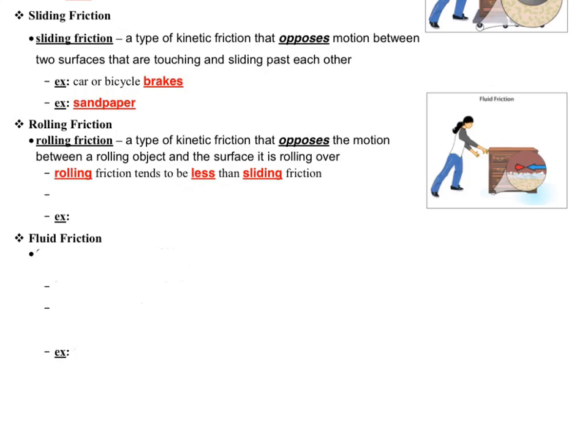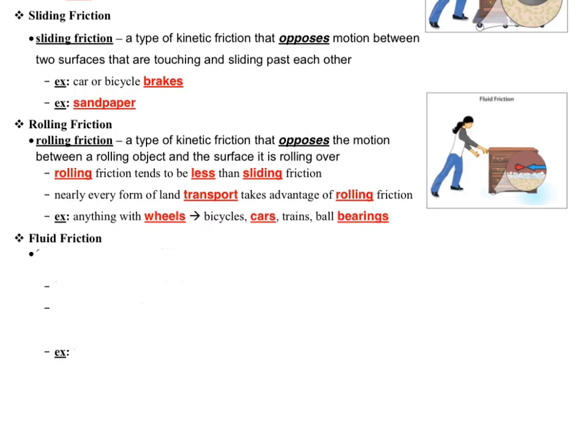And where do we see rolling friction all over the place? Well, nearly every form of land transport takes advantage of rolling friction because it does tend to be less than sliding friction. What kinds of things take advantage of rolling friction? We can say anything with wheels takes advantage of rolling friction. Bicycles, cars, trains, and ball bearings are all examples that I've given you for rolling friction.